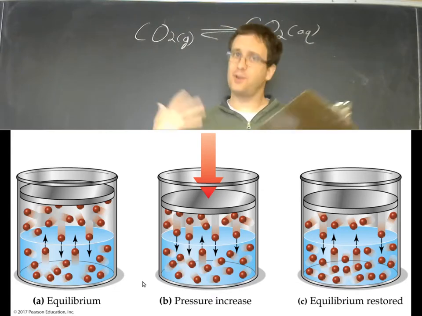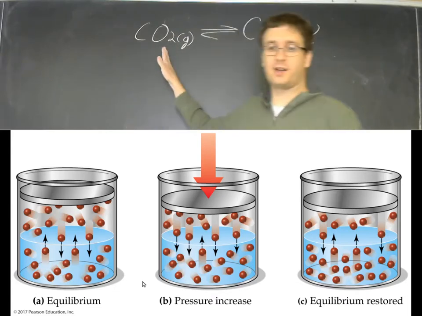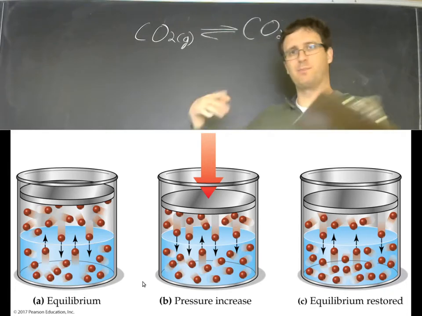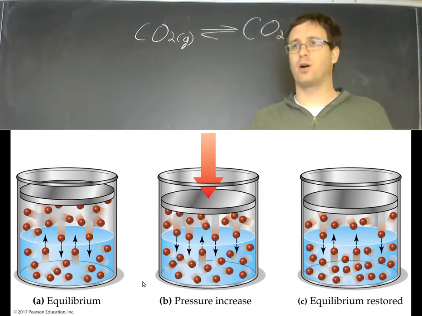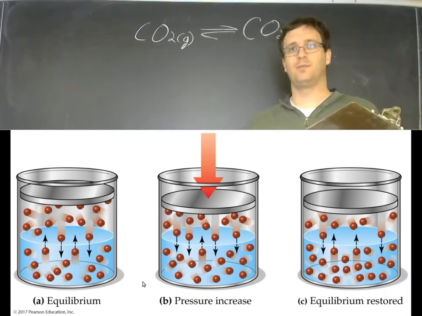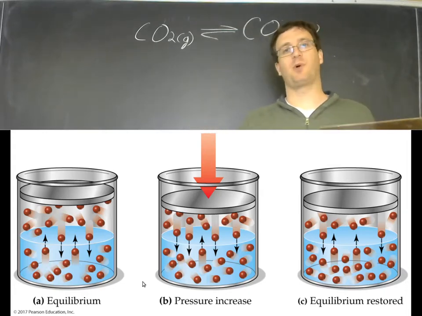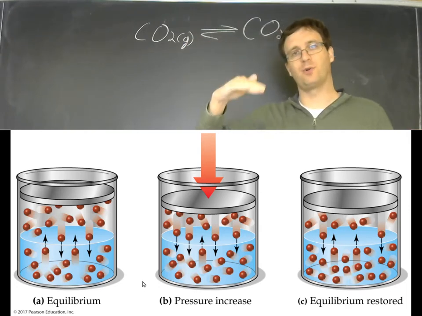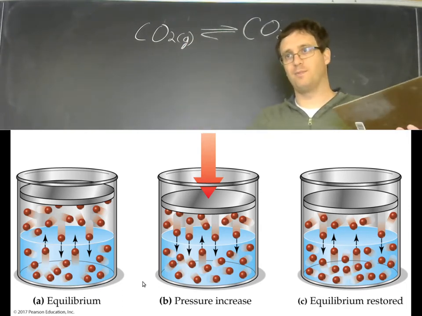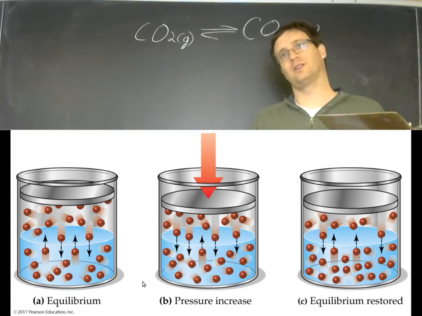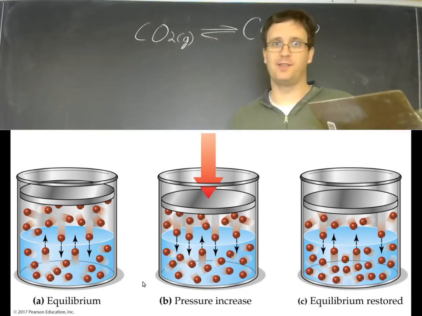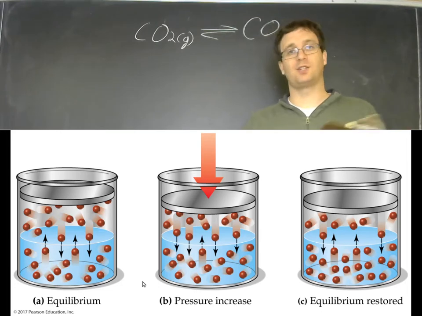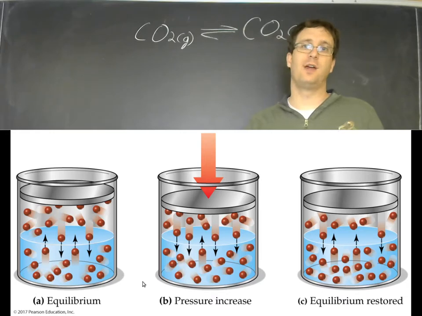And if I increase the pressure of the carbon dioxide gas, then there are going to be more carbon dioxide gas particles, or at least they will be more dense in the gas phase, and they will collide with the water surface more frequently, and so they will stick to the water and get dissolved at a more rapid rate than they do at low pressures. And that's going to shift the equilibrium so that you have a higher concentration of carbon dioxide gas in solution.